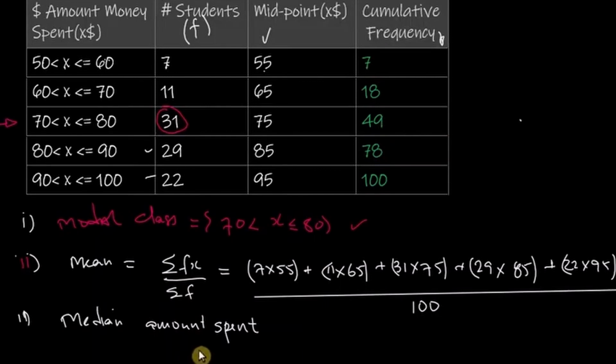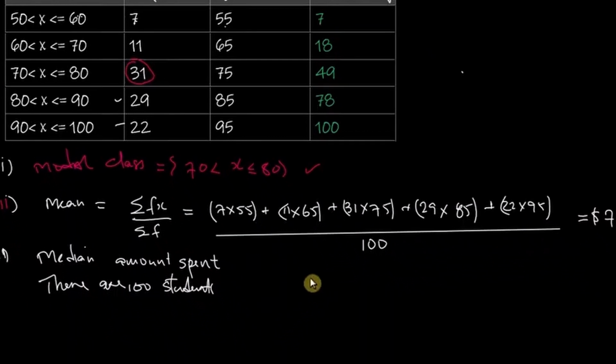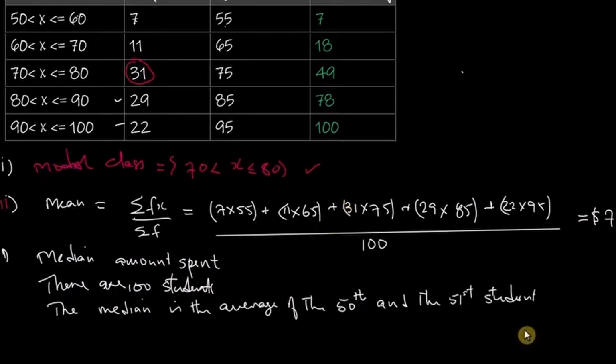So the median amount spent depends on whether we have an even number of students or an odd number of students. In this case, we have an even number of students because there are 100 students. And therefore, the median amount is the average of the amount spent by the 50th and the 51st student. Where is the 50th student? Well, here we have the first 7 ranked students, the next 18, up to the 49th ranked student. So the 50th student is actually in this class.